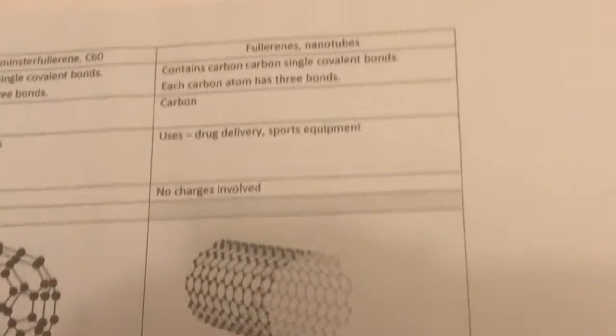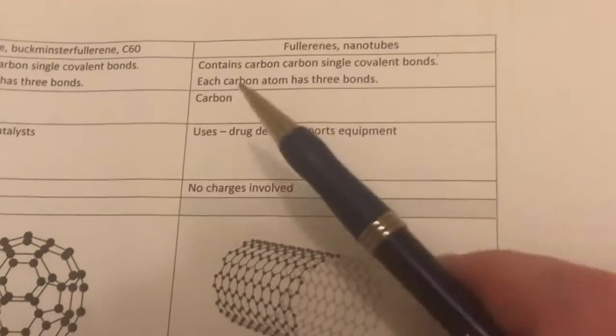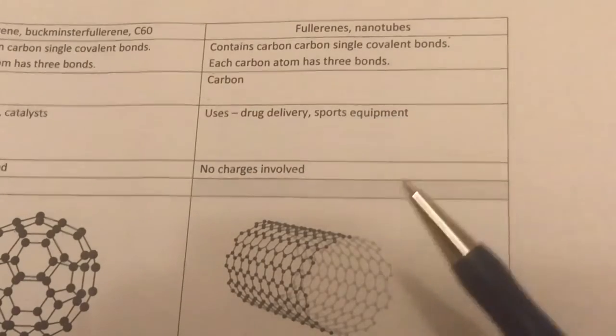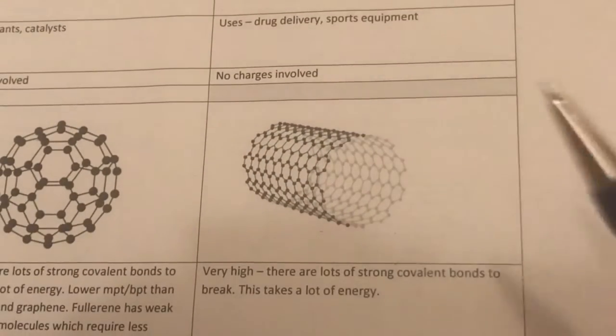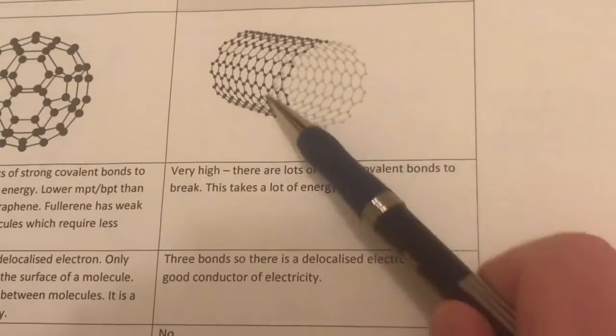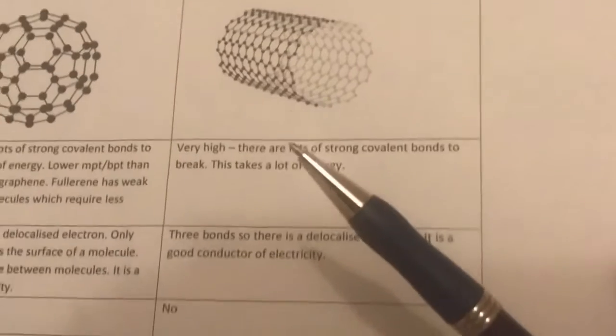The other fullerene is linked into nanotubes. Again, it's carbon-based, 3 bonds rather than 4 bonds. Uses for this, drug delivery, sports equipment. Here's a picture, so it's folded up into a tube to give it strength.